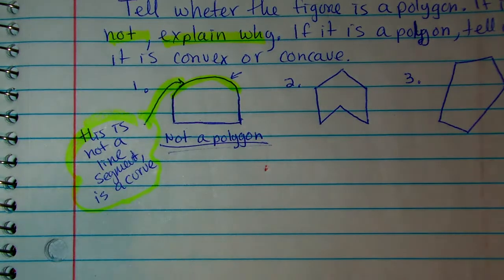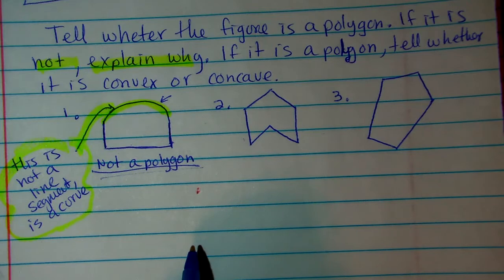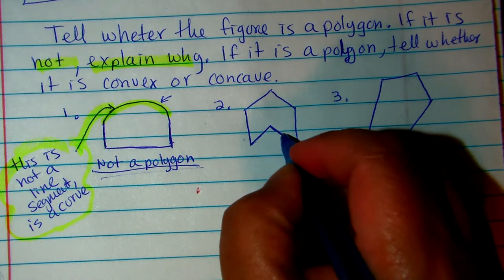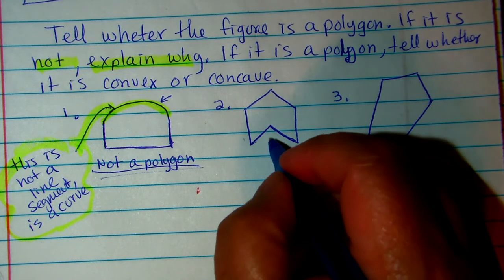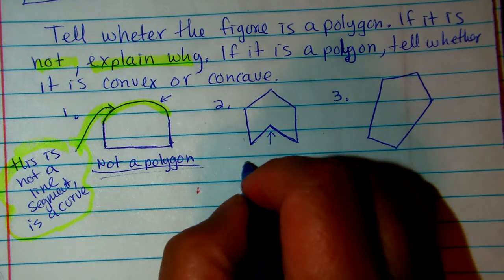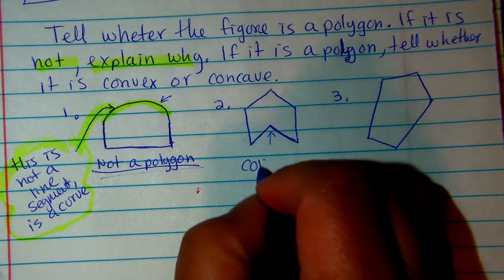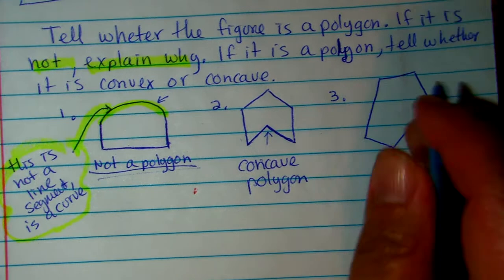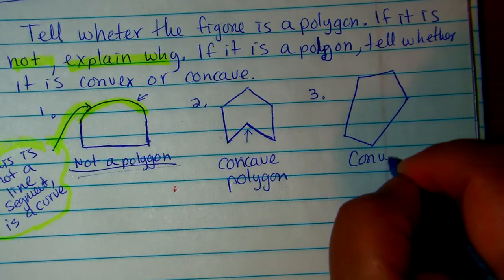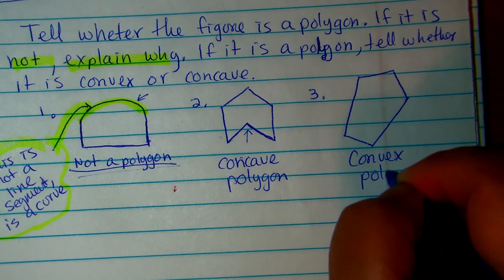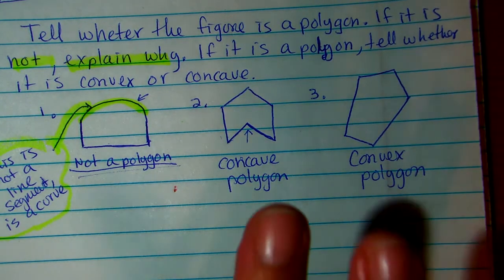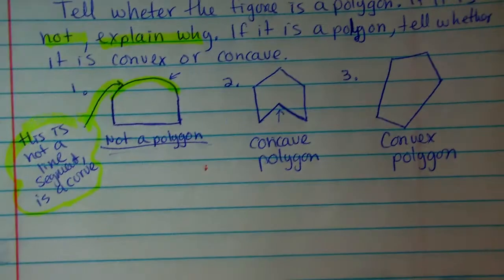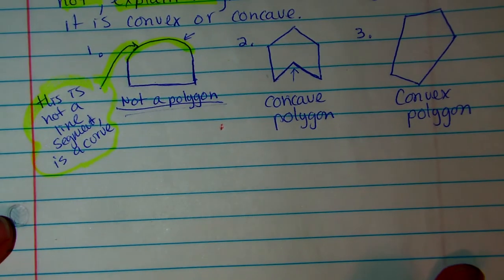That's the explanation. This one is a polygon, and if you remember, we have something like a cave, something that goes inside. So this is a concave polygon, and this of course is convex. When we have a first quiz or test, you will see figures like these. Now let's do the next section.